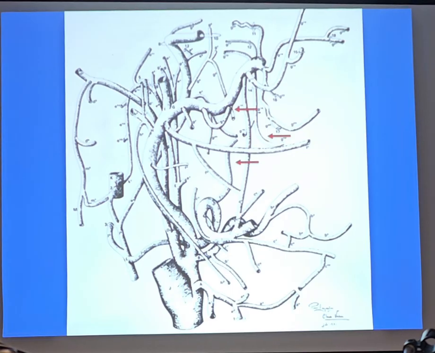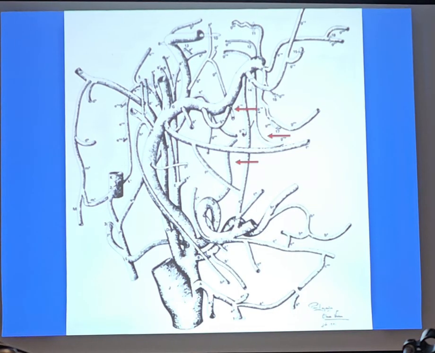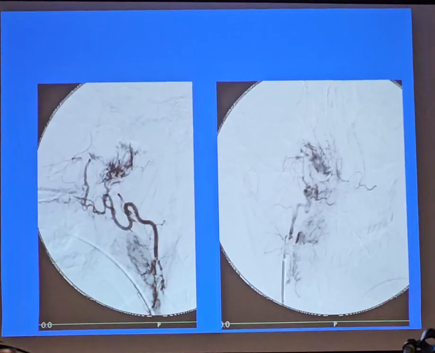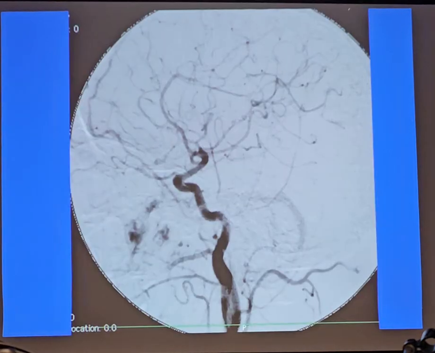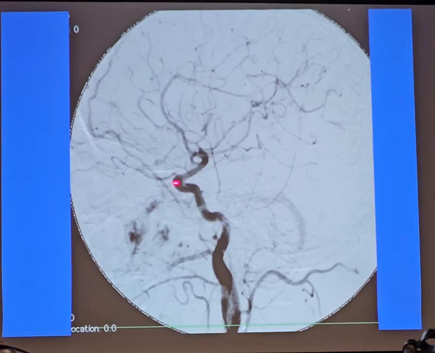So here's just a picture right from the book. Here's ascending palatine, descending palatine, and this one is the accessory meningeal. And this is the palatine anastomosis of the accessory meningeal artery. So we've embolized this. This is our final control. And we're left with the supply that's coming from the inferolateral trunk, and maybe a little bit now from the primitive mandibular.